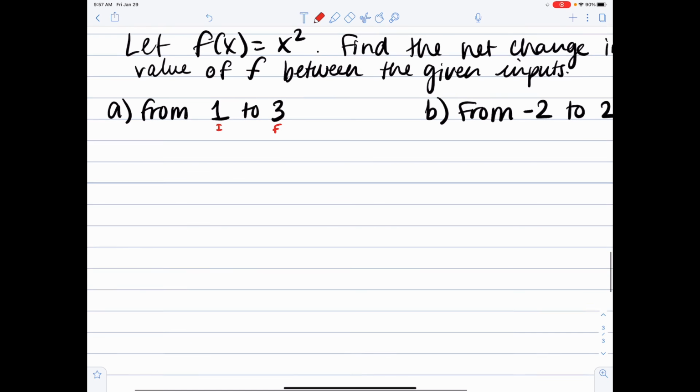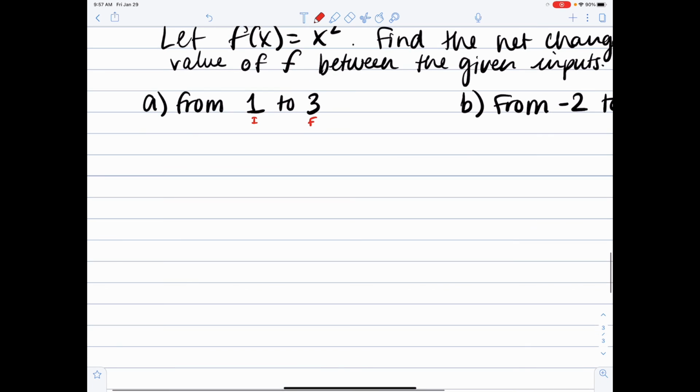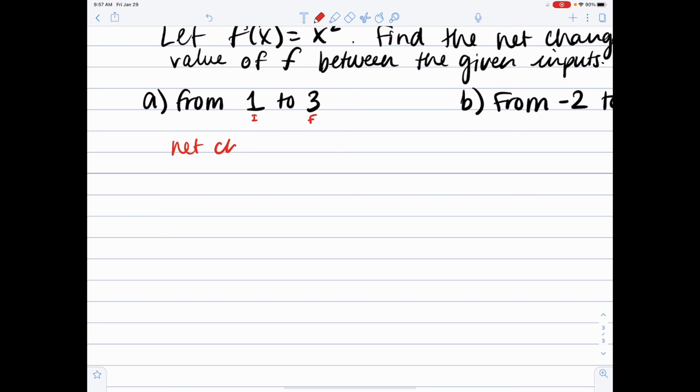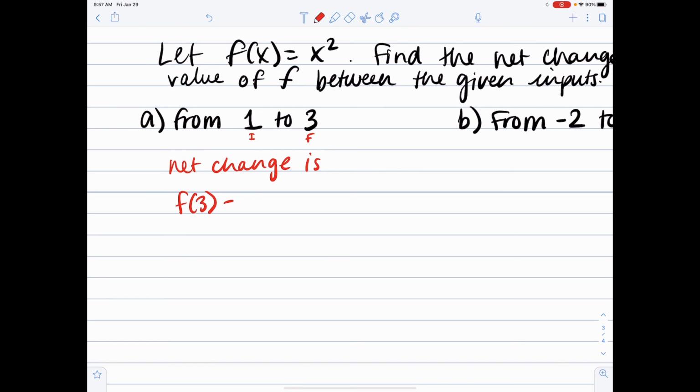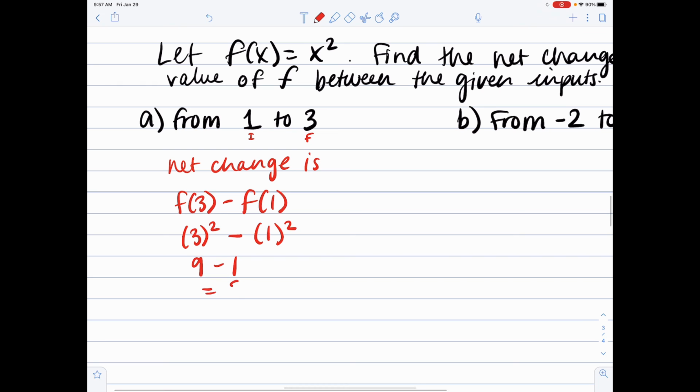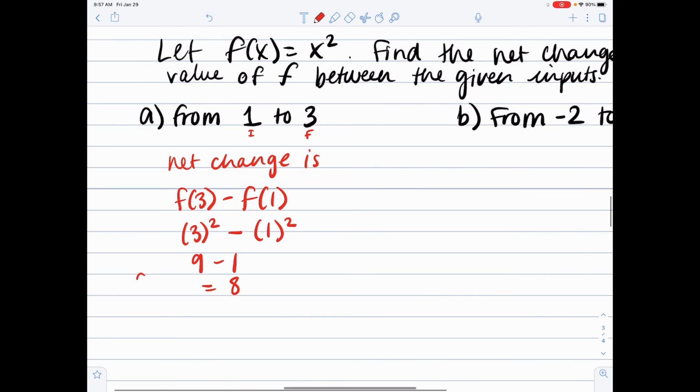So net change is f of 3, that's the final, minus f of 1. And you just find the difference between the two answers. So it's just x squared, so it's 3 squared minus 1 squared, 9 minus 1. So that's 8. And I'm going to write what I solved over here.